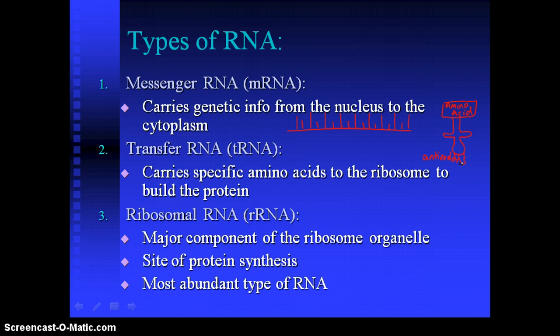Ribosomal RNA is rRNA, and it's the major part that makes up the ribosome. It makes up that organelle. It's the place where protein synthesis happens, and it's the most abundant of the types. And it generally just looks like a big glob. And what will end up happening is the RNA will travel through the ribosome to get read.